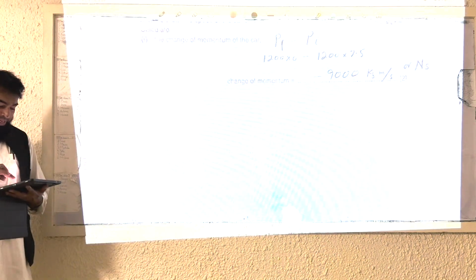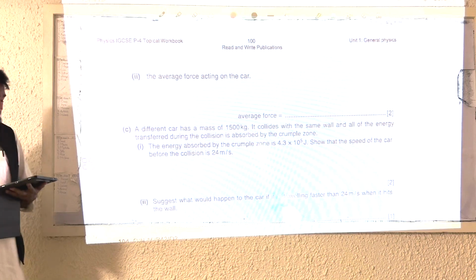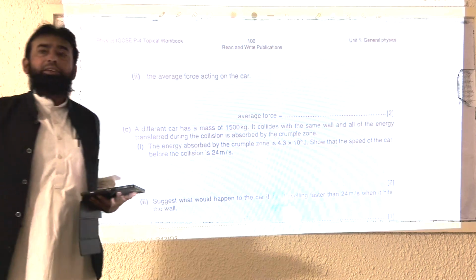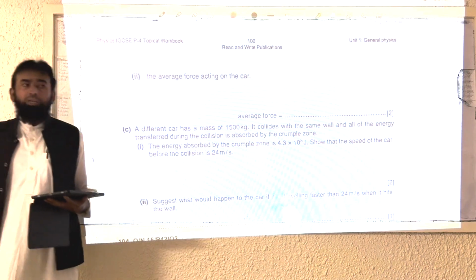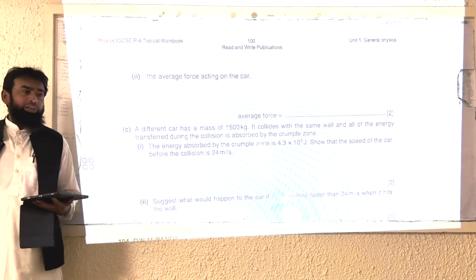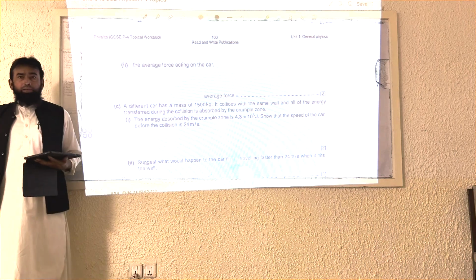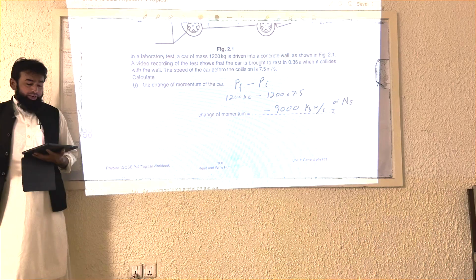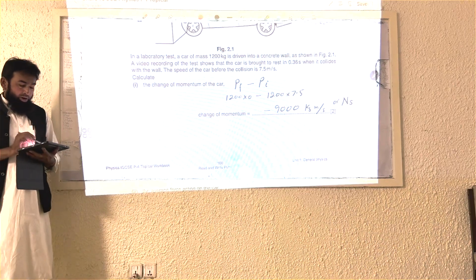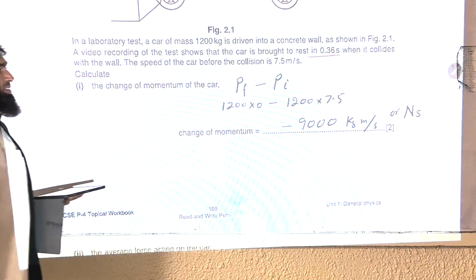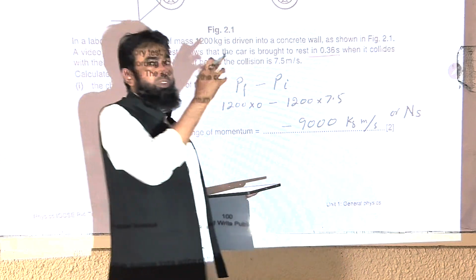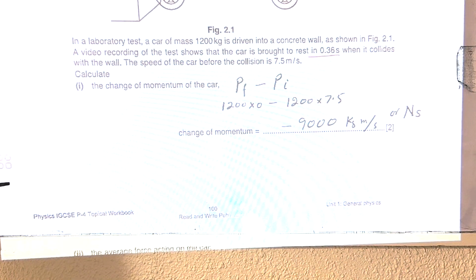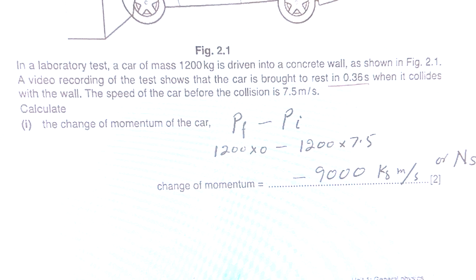Now here, next, the average force acting on the car. We have to find out the average force acting on the car. How are we going to calculate the average force on the car? Now here you can see what is given. Here the time is also given. You can observe that time is given as 0.36 second. We have to do something with this time, and we don't know how much force is exerted. How to find out the force?